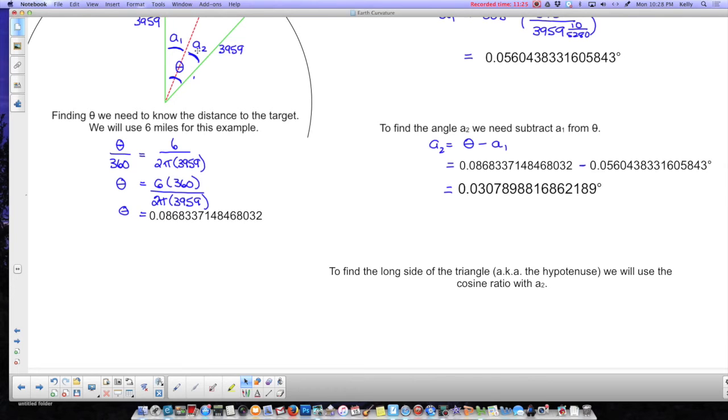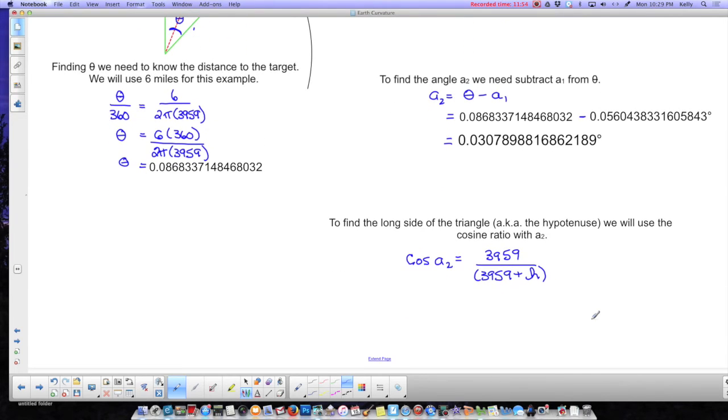A2. So here's what we're going to do. I know that the cos of A2 is going to be adjacent over hypotenuse. The adjacent side was just the radius of the Earth, 3959. And the hypotenuse is what we're trying to find, but the hypotenuse is made up of 3959 plus the little piece that I'm most interested in, which is h. Okay. Now we are going to go about solving for that h.